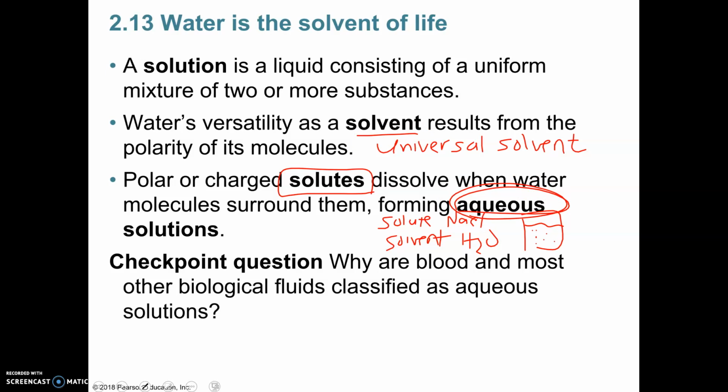And we're going to stop with that, and next time we're going to finish this off with acids and bases.